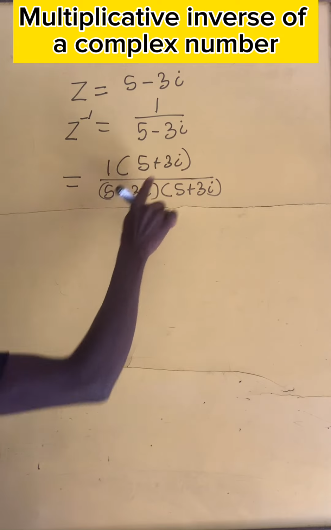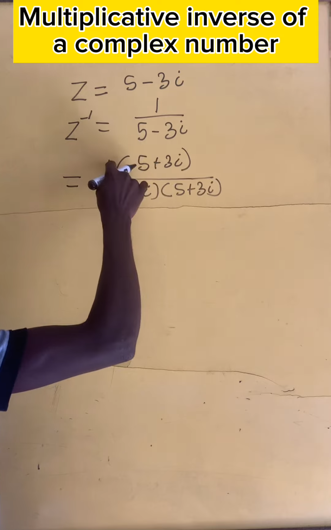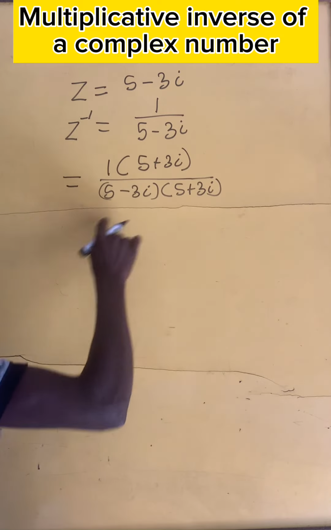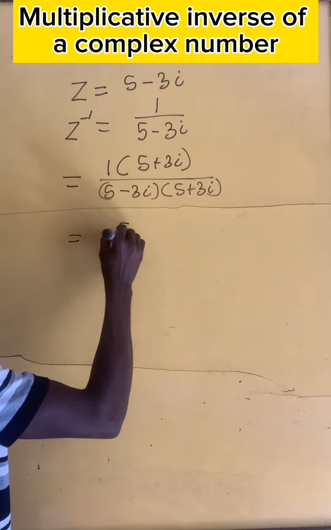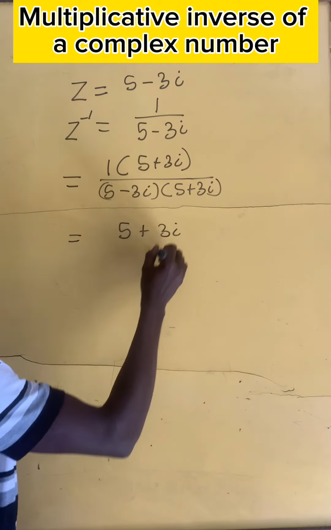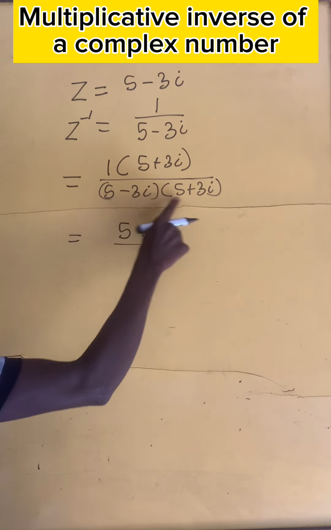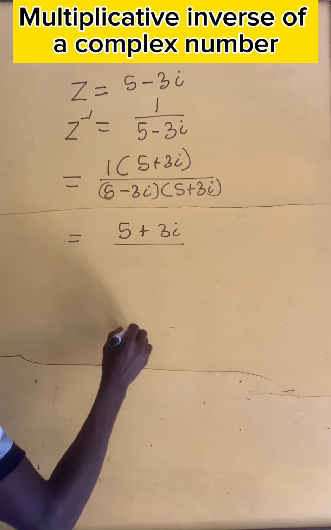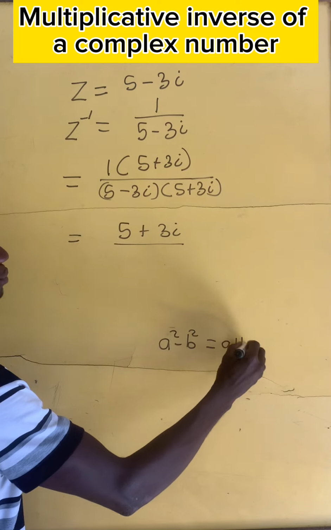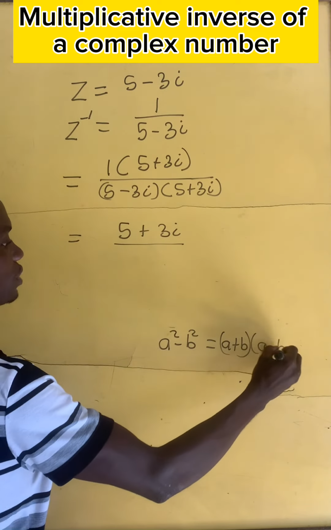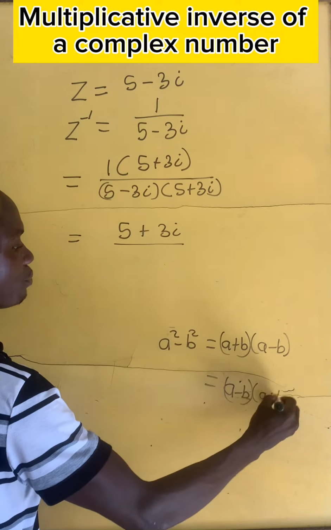5 plus 3i is the conjugate of 5 minus 3i. So we multiply it to the numerator and multiply it to the denominator. So this gives 5 plus 3i all divided by, here the trick is that this is a difference of two squares. If you have a squared minus b squared, it's simply a plus b times a minus b, or it is a minus b times a plus b.